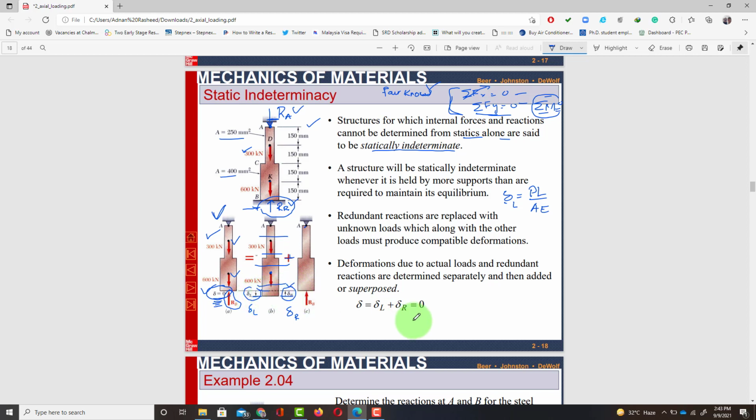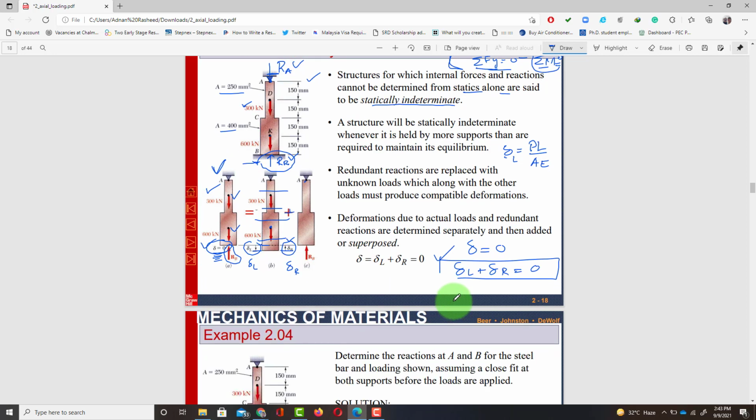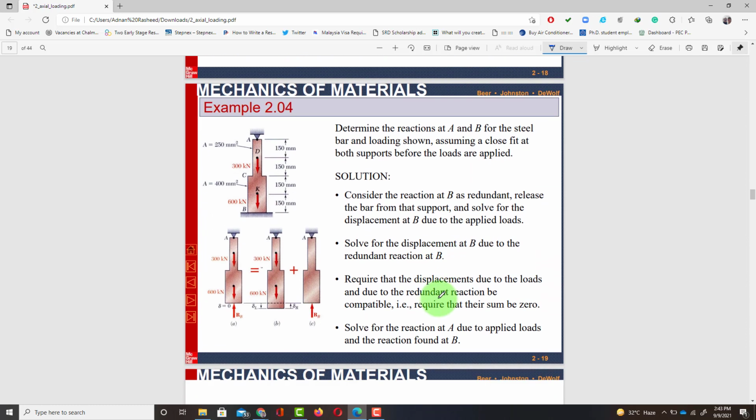Now as total elongation must be equal to 0, so sigma L plus sigma R should be equal to 0. Now this is the second equation with the help of which we can find the two unknown forces. How? So let's see this example.